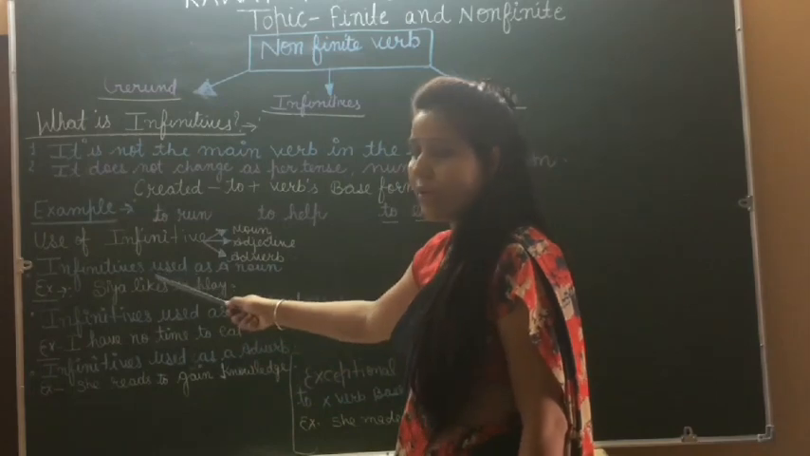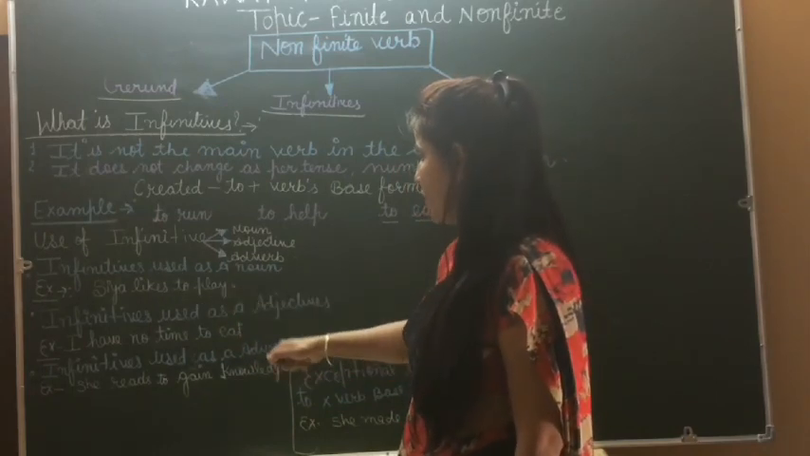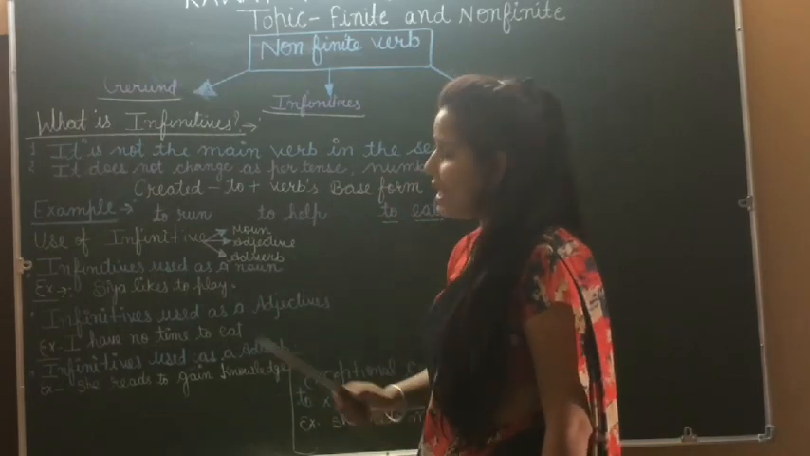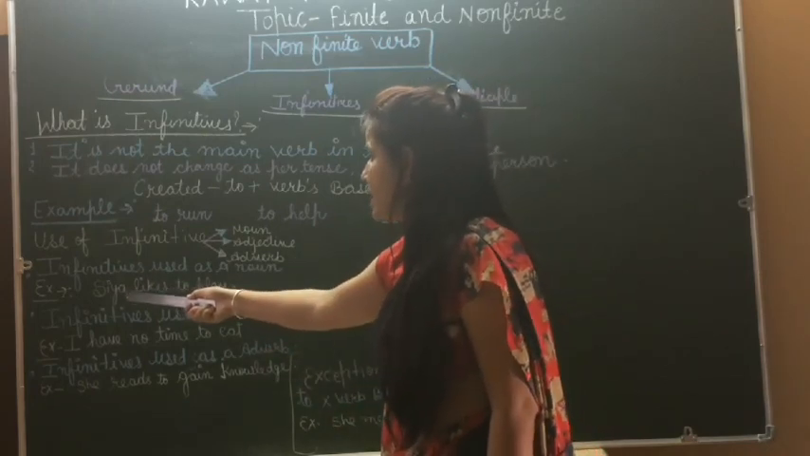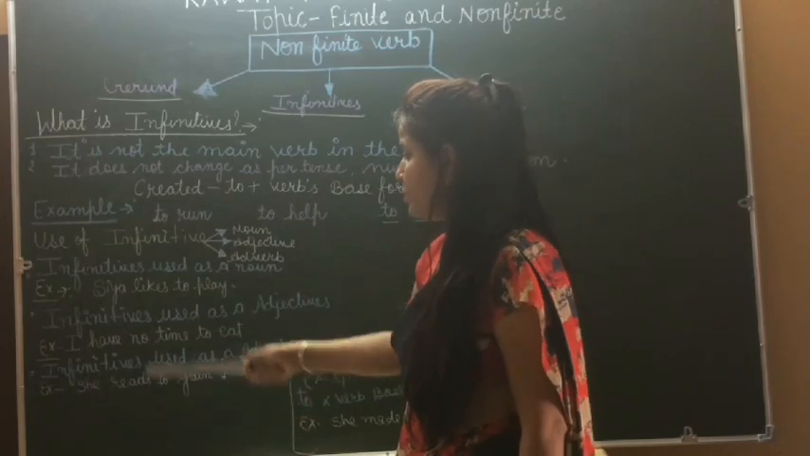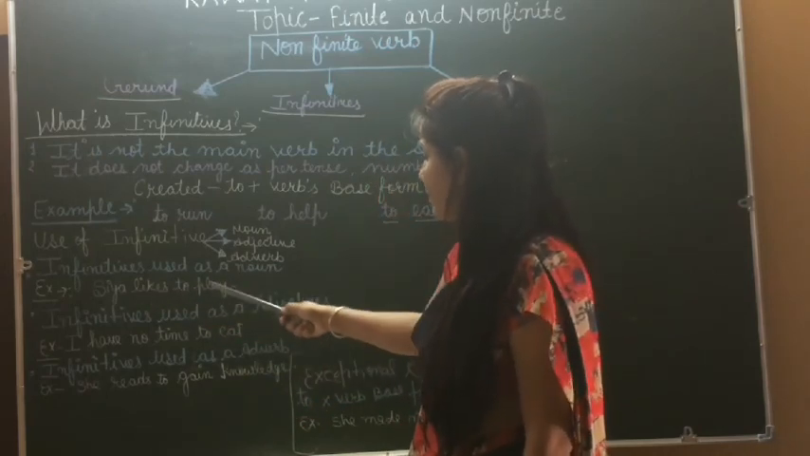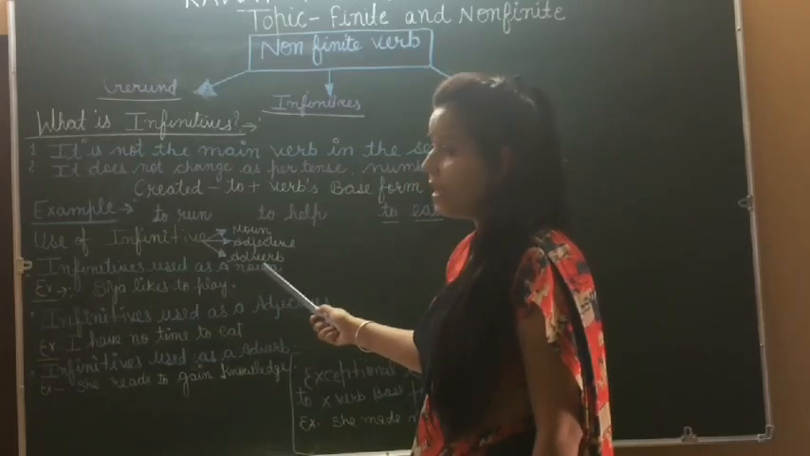Okay, so now let's see the first use of infinitive. Infinitive used as a noun. So let's see the example. Sia likes to play. Okay, so in this sentence, to play is an object, but it behaves as a noun.